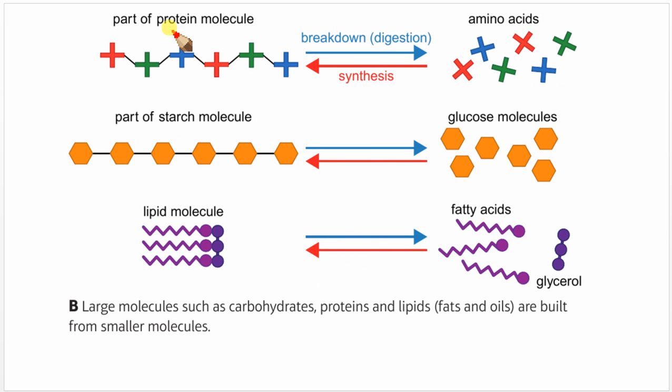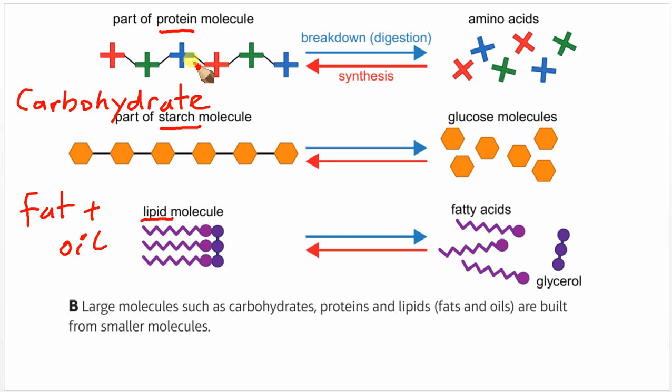This slide shows us three types of molecule: a protein, a starch, also known as a carbohydrate or a type of carbohydrate, and a lipid, also known as fats and oils. So let's look at the protein first of all.